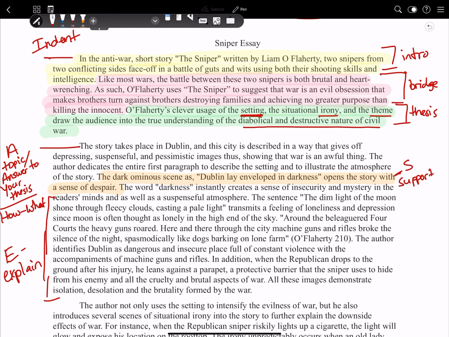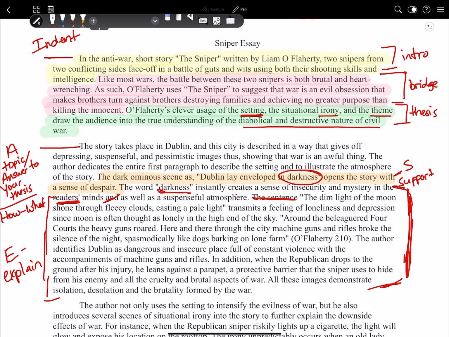If you are doing a good job of analyzing your piece of literature, analyzing your quote, then guys, this is the size that you're looking at for explanation. You're not focusing on just small stuff. And look at how much she breaks it down. She focuses on small sections because the word darkness is in her quote. The word darkness instantly creates a sense of insecurity and mystery in the reader's minds. No first person. She doesn't say us. And as well as a suspenseful atmosphere. I would probably cut this out and just say as well as a suspenseful atmosphere. The sentence, the dim light of the moon, shown this, not good.